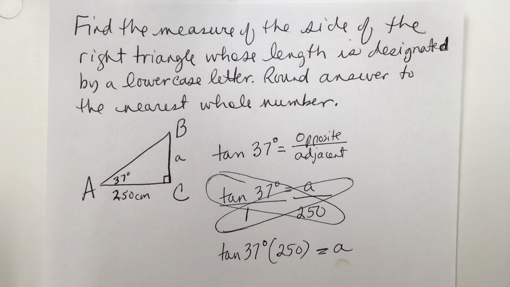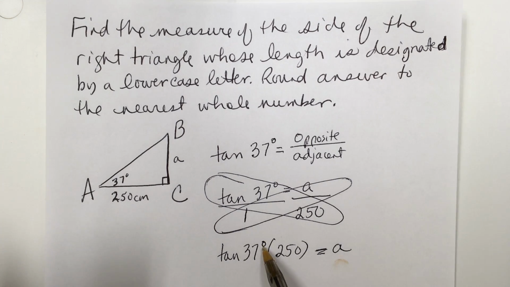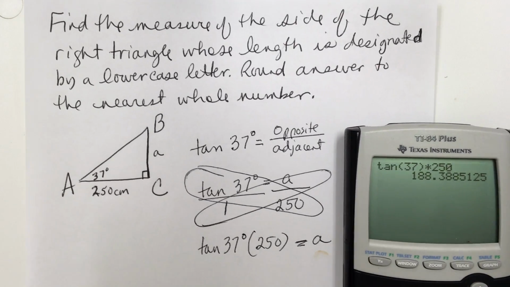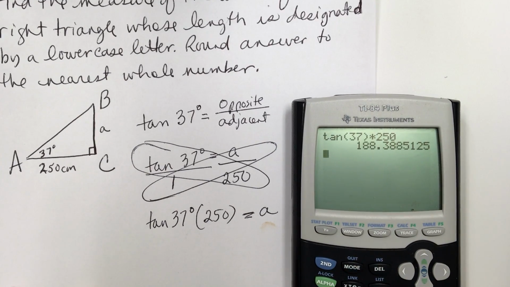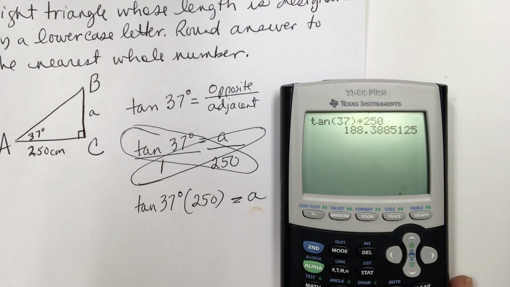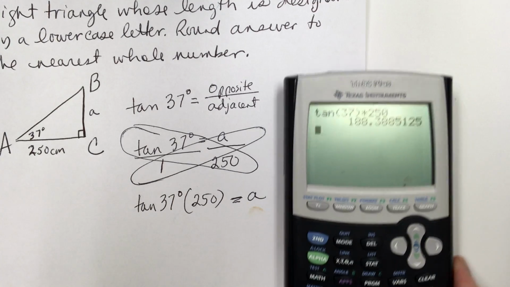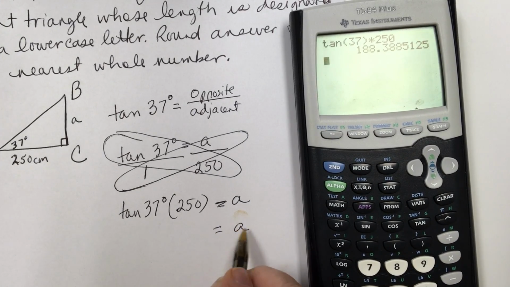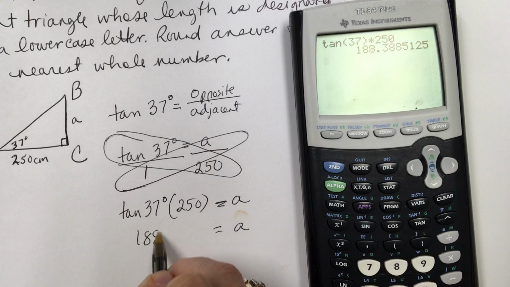So what we will need to do is make sure that the mode on your calculator is degrees, because tangent of 37 is in degrees. So I'm in degrees now. Tangent of 37 times 250. If I say tangent of 37 times 250, and if I round it to the nearest whole number, I have A is equal to 188.